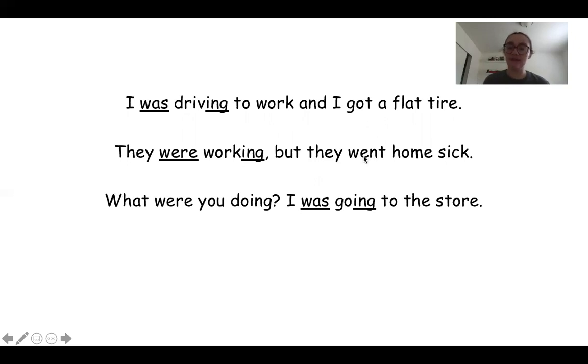So again, you'll see that you use the simple past tense for the action that changed or stopped the first action that was happening, right? They were working, but they went home sick. It stopped them, right?